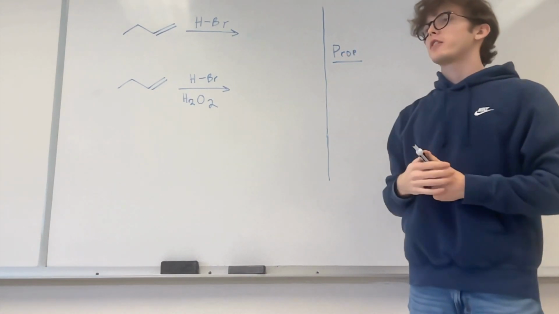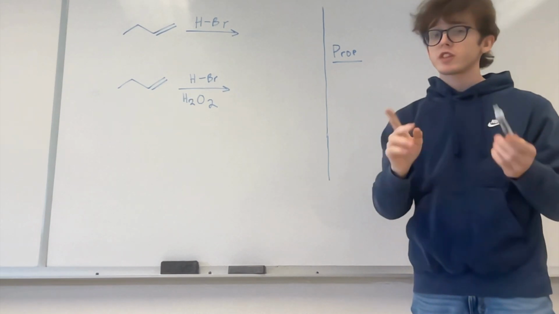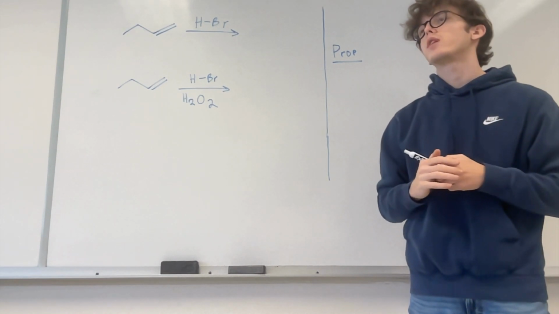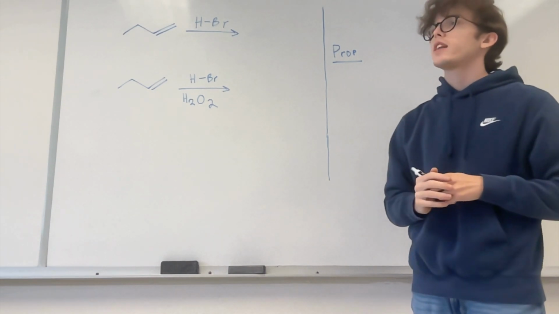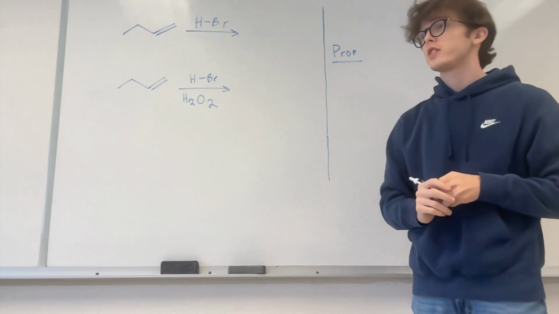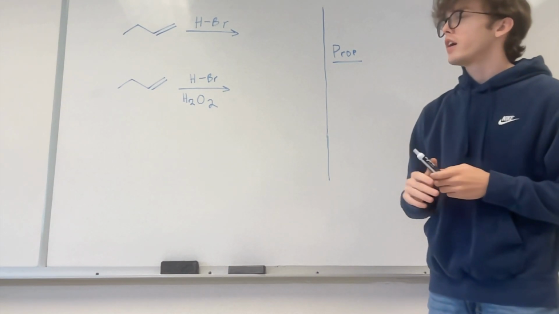Welcome back to the Radicals chapter of Organic Chemistry. In this episode, we're going to explain something you've likely learned in your first semester of Organic Chemistry, which was anti-Markovnikov bromination of an alkene, or hydrohalogenation, I should say.